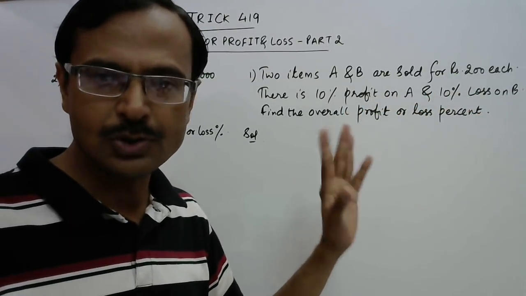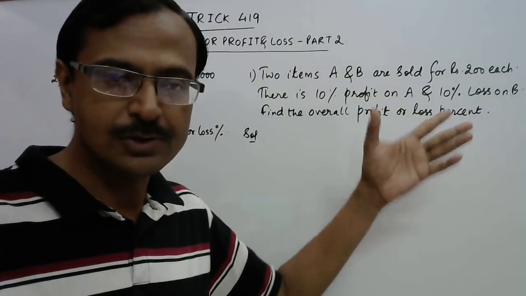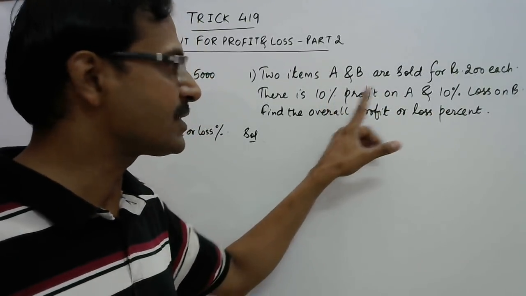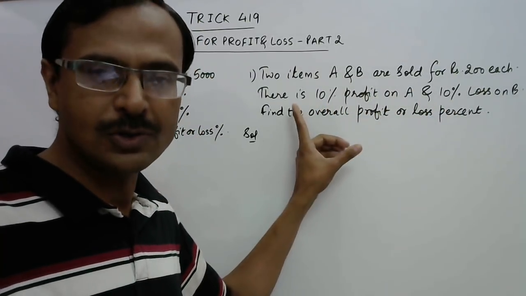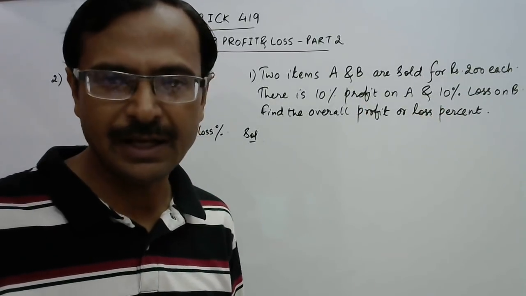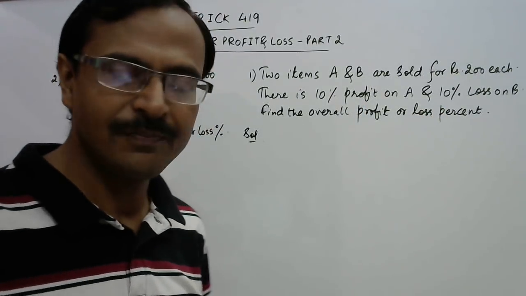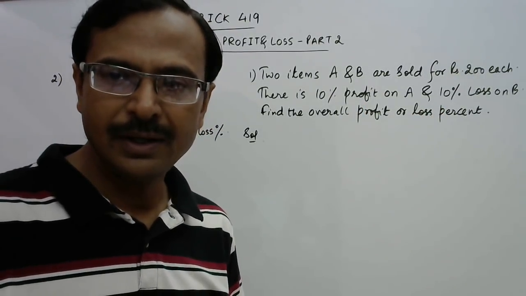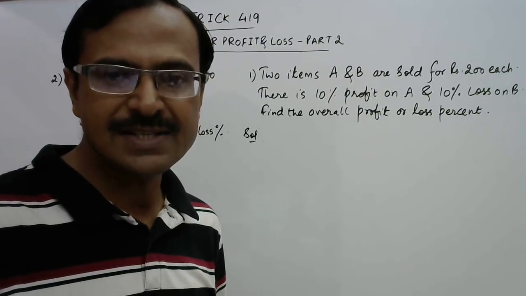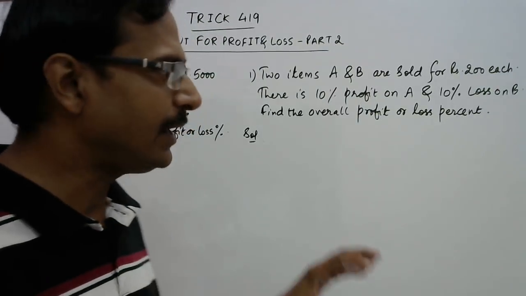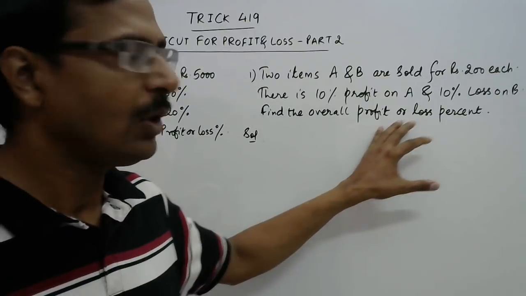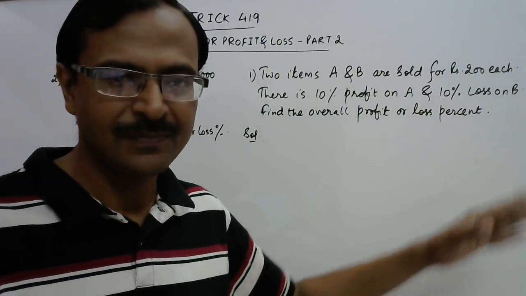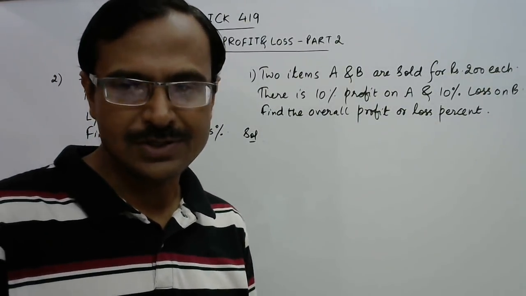It can be both loss also, it can be both profits also, or profit on first and loss on second, loss on first and profit on second. So it can be given any way in the question. The thing which is asked in the question is to find the overall profit or loss percent. So how do you solve this question?